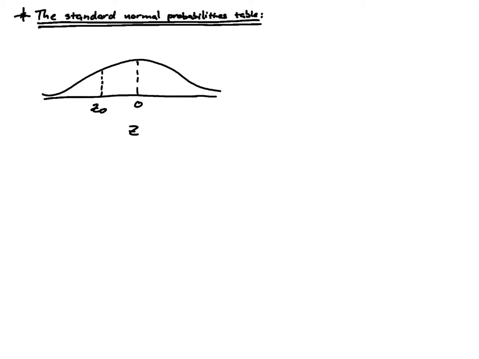Then what the standard normal table gives us is the area under the standard normal curve to the left of z sub 0. In other words, the table gives us the shaded area in this figure. But that shaded area is the probability that z is less than or equal to z sub 0, right? That's by definition. It's the area under the curve to the left of z sub 0.